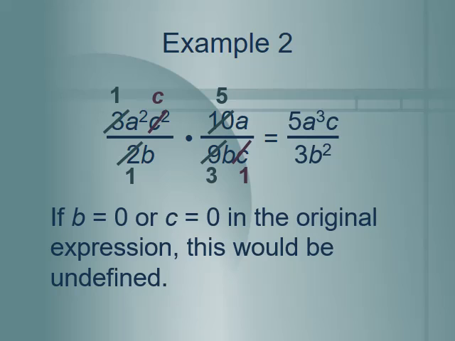If we put 0 in for our b or our c, then the expression would be undefined. So we know that b or c cannot equal 0.